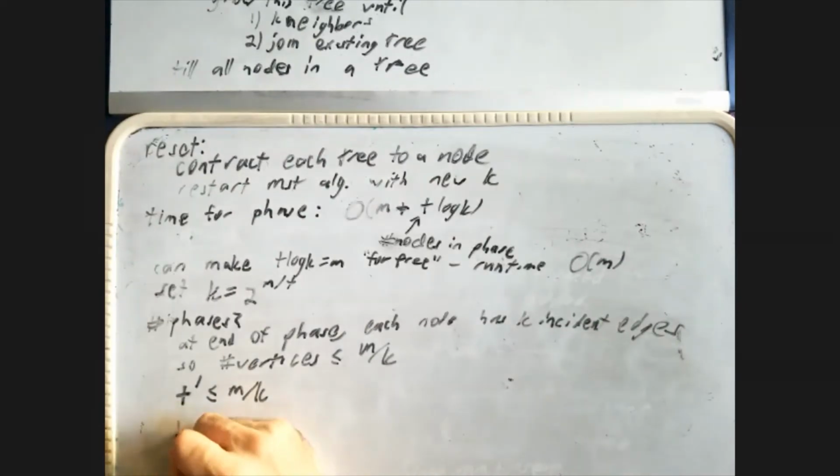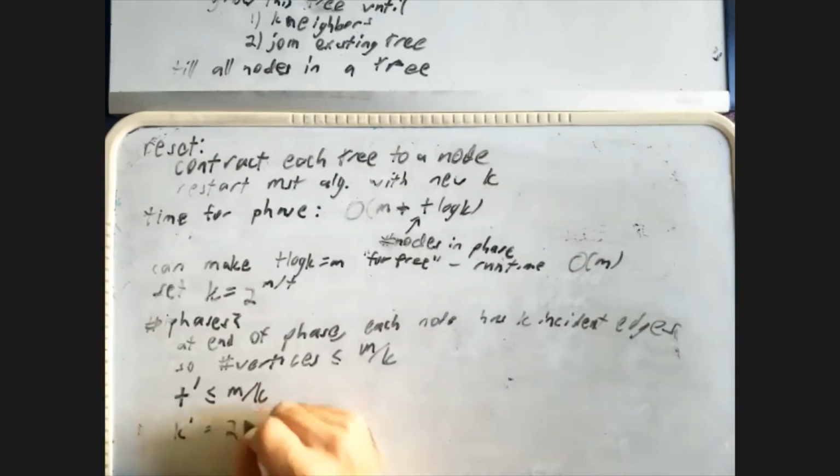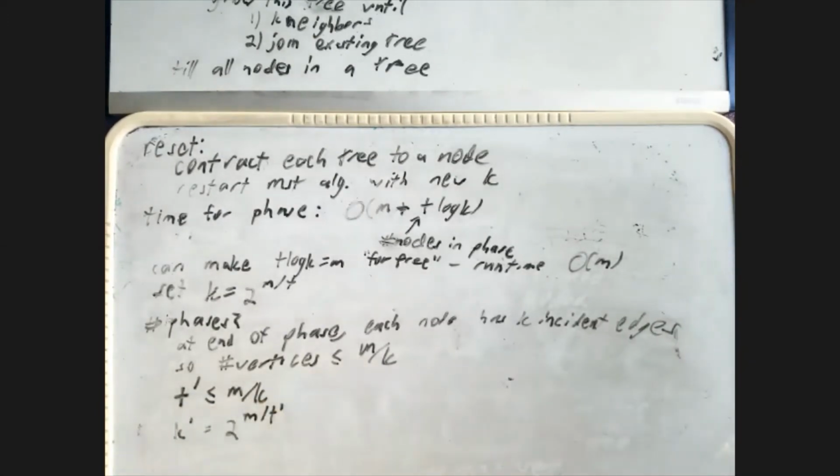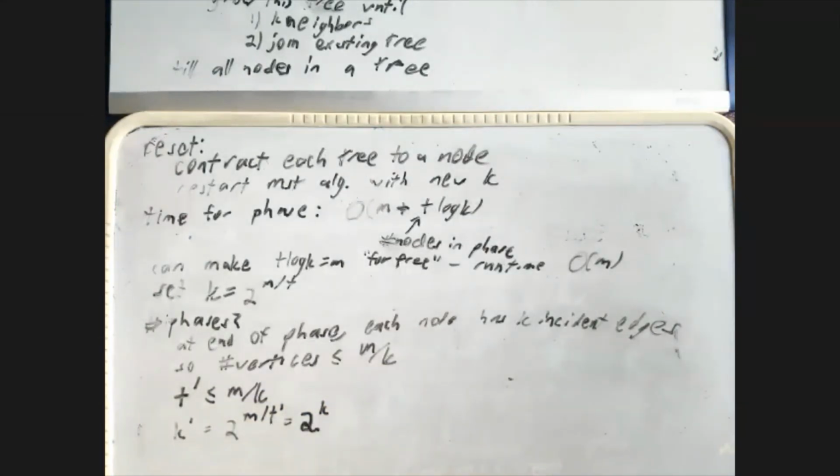And that means that the k prime that I pick to go with t prime is going to be equal to 2 to the m over t prime. I now plug in t prime equal to m over k, and I discover that the next k is going to be exponential in the previous k. So this is like a tremendous recurrence. We're used to recurrences where things divide by 2, or subtract 1. This is a recurrence where in each step, the degree exponentiates over the previous degree.